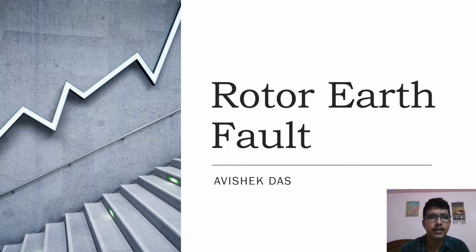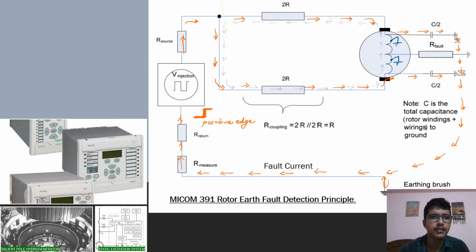Today I'm going to discuss the rotor earth fault detector. I've chosen a MICOM 391 rotor earth fault detector, and this is the internal equivalent circuit. It consists of a V injection source which has a source resistance of R source, and this is the R return wiring resistance. R measure is a known value of resistance, and these two resistances are also known values.